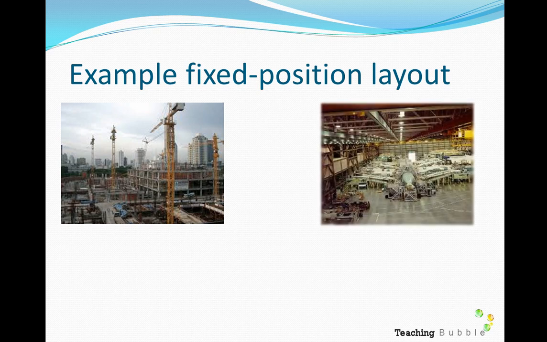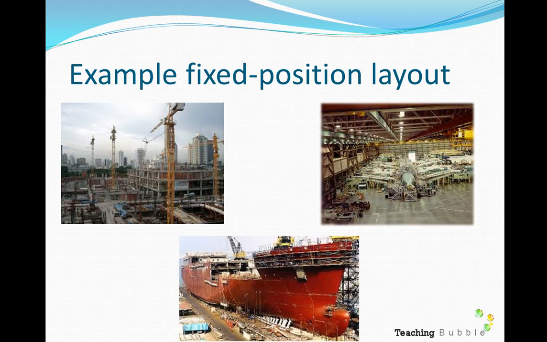Similar when manufacturing a plane. That photo is probably hard to see, but what you can see is that it's quite large, and the same with a ship. So you can see the common theme there is the size of the product, because it's so large that it can't be moved around, and so all the workers and all the materials and machines, etc., need to actually come to the product.